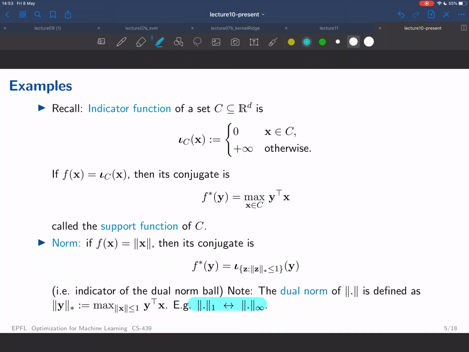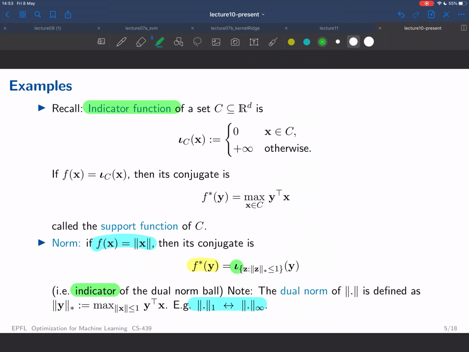So then you can ask, what's the conjugate of the L1 norm, for example? If f is the L1 norm, then you can ask what is its conjugate function. The conjugate function will be the indicator function of the dual norm ball, so that would here mean infinity norm smaller than 1. So it's the conjugate function of that set. And so that's something quite convenient. So here this is the indicator function.